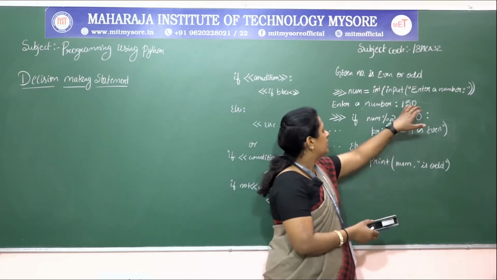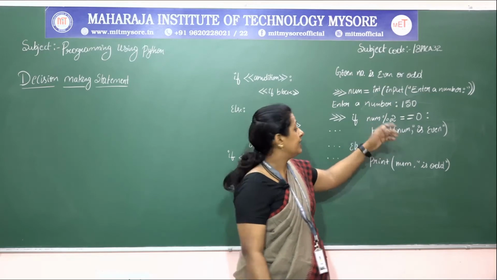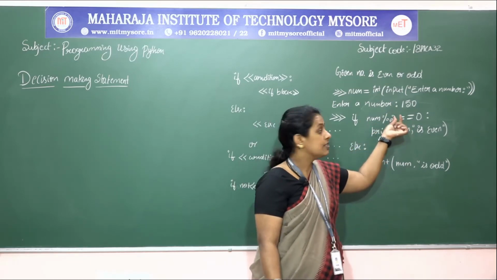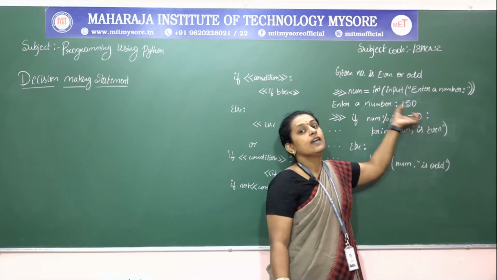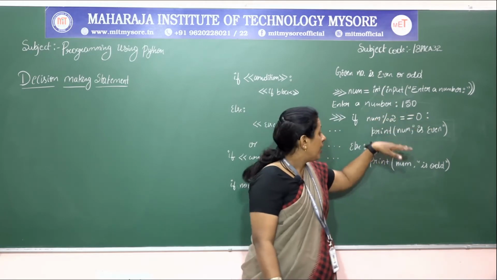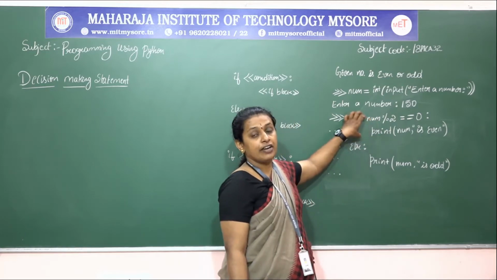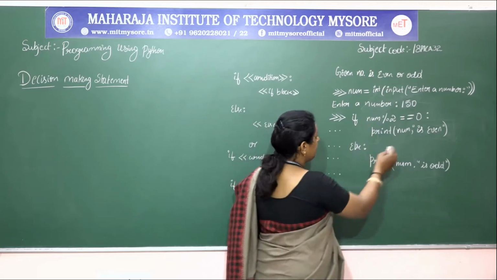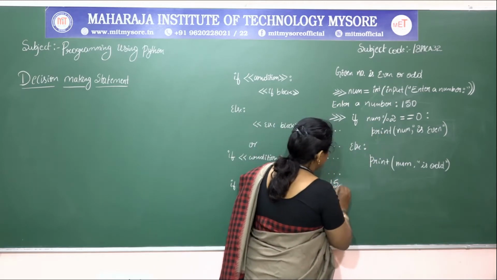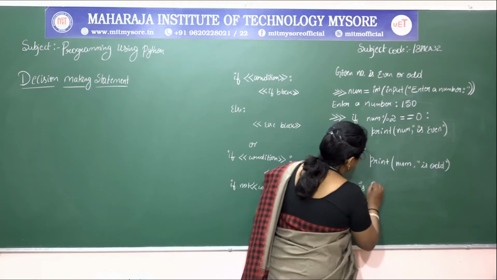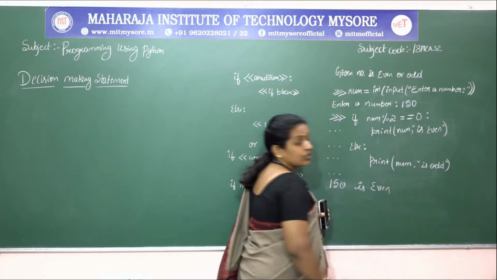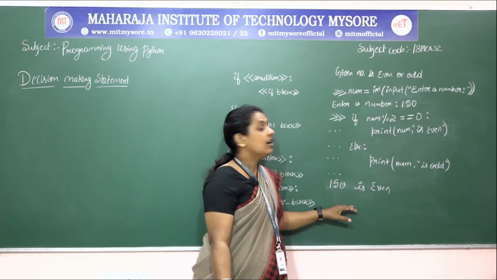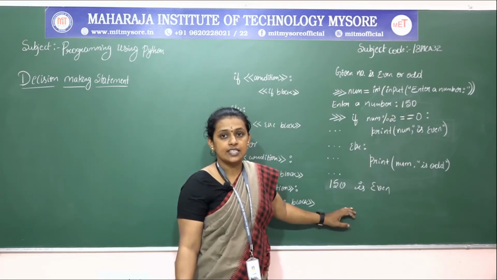So when it comes to the if condition, yes, 150 modulus of 2 becomes 0, and 0 is compared with 0. Yes, the condition is true, and the block of the if condition is satisfied, so it will execute. That is, it prints "150 is even". When the value of the number changes, the output changes.